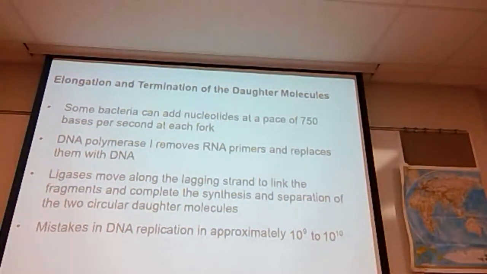new circular daughter molecules. Mistakes happen in DNA replication at a rate of approximately 10 to the 9th or 10 to the 10th times. That would be a billion times. So there's like one mistake every billion or so bases.